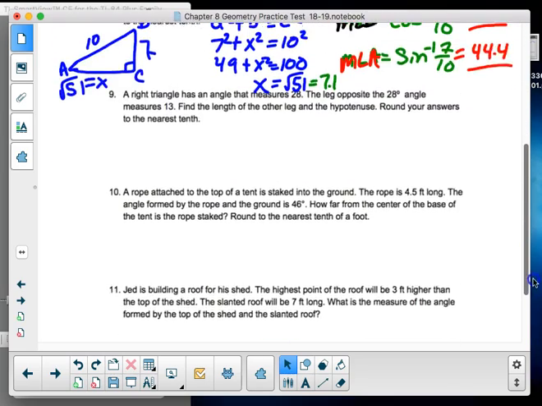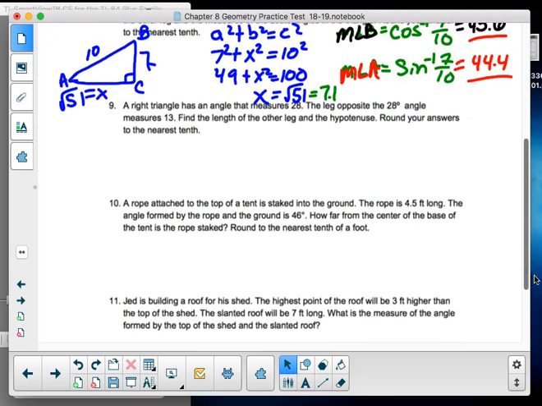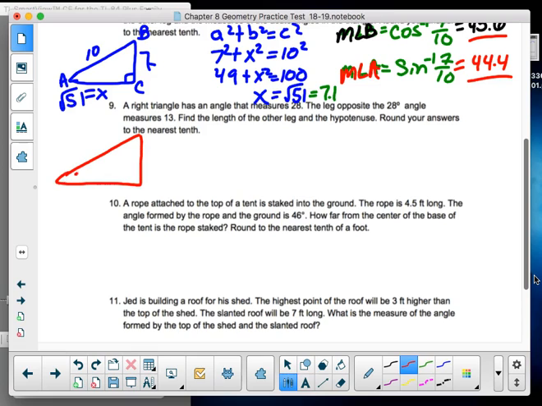Now I've got 3 left. A right triangle has an angle measure of 28. So this is 28, and this is 90. The leg opposite the 28 angle measures 13. Find the length of the other leg and the hypotenuse. So we're supposed to find this other leg, and the hypotenuse we'll call C. Round our answers to the nearest tenth.